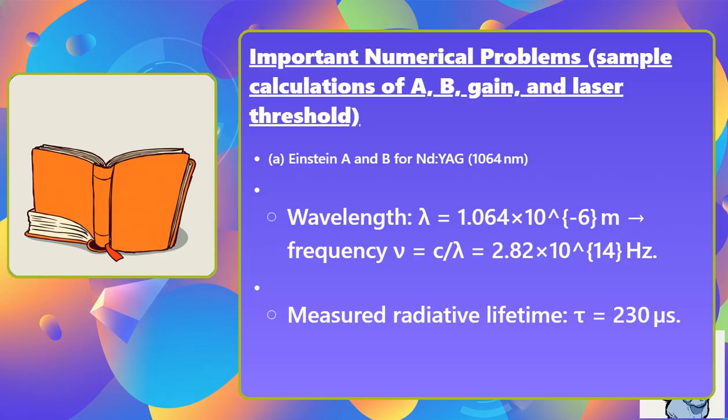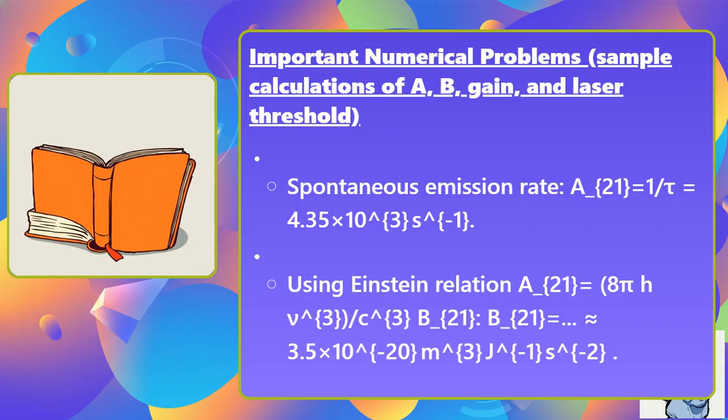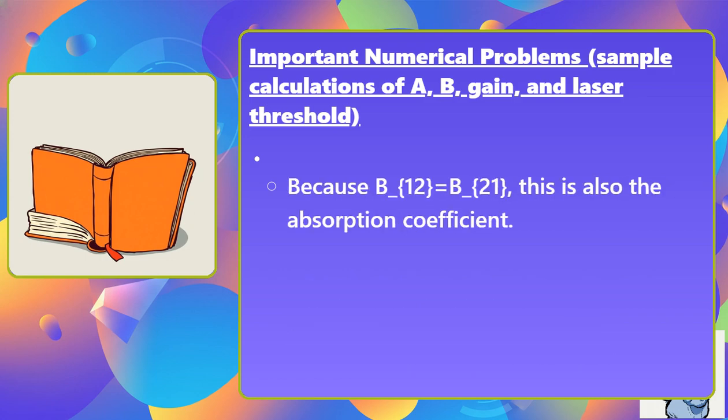Measured radiative lifetime, tau equals 230 microseconds. Spontaneous emission rate: A21 equals 1 divided by tau, equals 4.35 times 10 to the 3 per second. Using the Einstein relation, A21 equals 8 pi h nu cubed divided by c cubed times B21. Solving gives B21 approximately 3.5 times 10 to the minus 20 cubic meters joule to the minus 1 seconds to the minus 2. Because B12 equals B21, this is also the absorption coefficient.